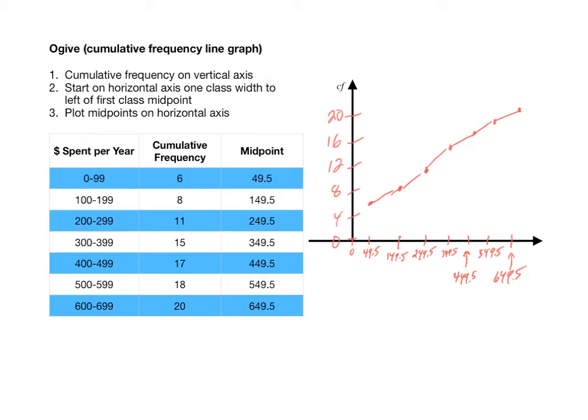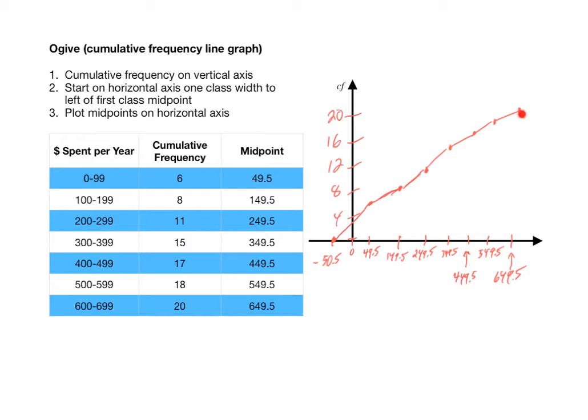And now, the other criteria for making an ogive is number 2 here. You need to start on the horizontal axis one class width to the left of the first class midpoint. So again, the class width for this data set was 100. So we need to go 100 to the left of this 49.5 right here. So 100 to the left of that would put us at negative 50.5. And let me just quickly erase that because it's a little hard to see. Of course, we know that's a 0 value right there. Negative 50.5. So we're going to bring it down to the horizontal axis, one class width to the left. And now we have an ogive here.